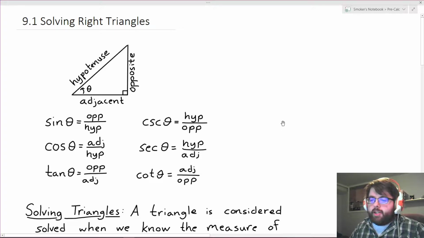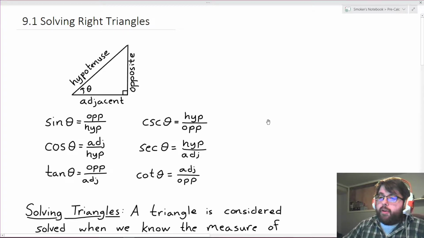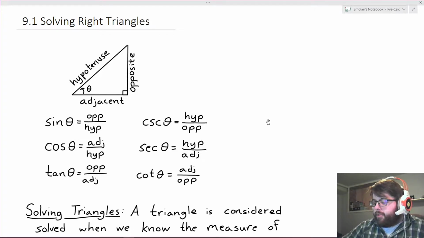This might be something you did in geometry, because I'm doing it in geometry right now. However, we are going to build on it. This first section, Chapter 9, Section 1, is kind of a recap of geometry, maybe a little more difficult. You solve right triangles in geometry. In pre-calc, we learn how to solve all triangles.